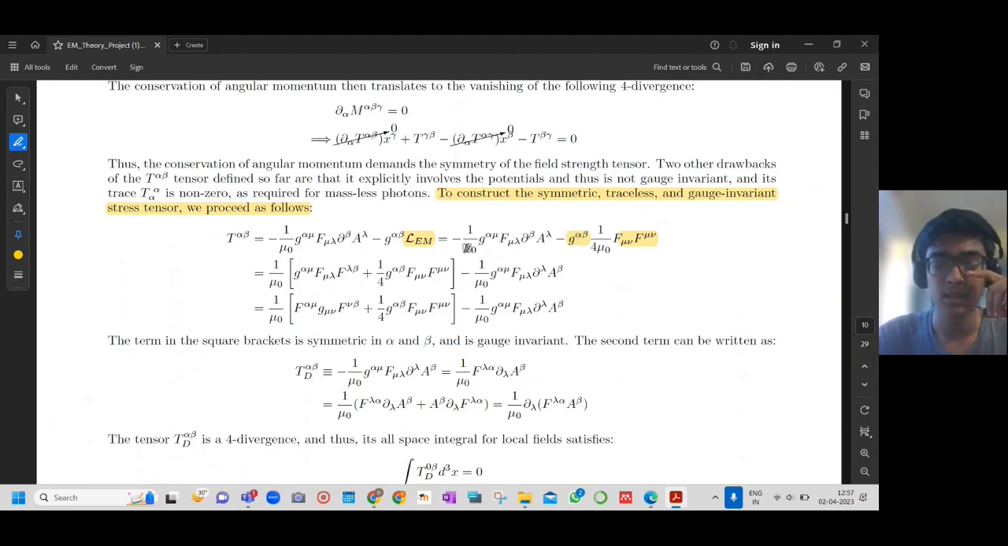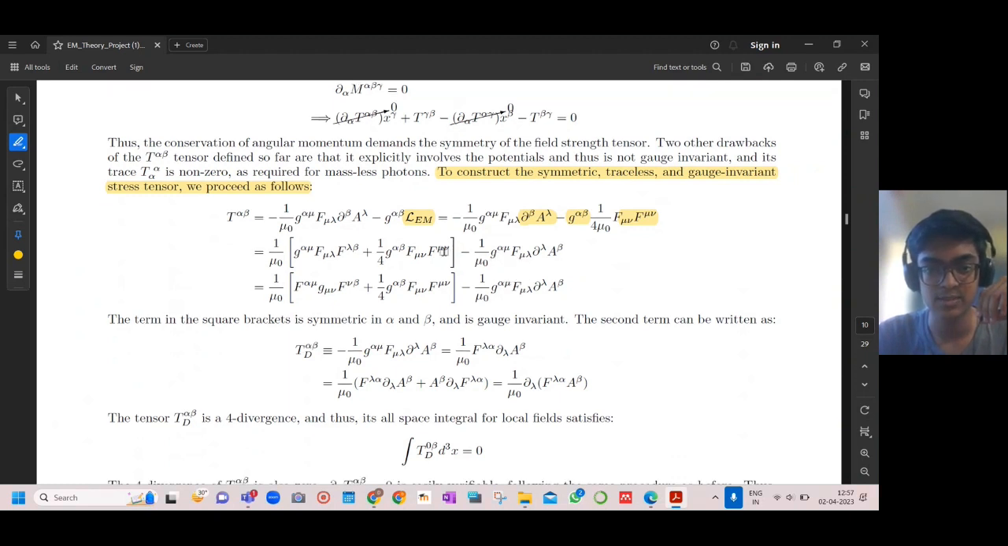Then we can write F beta lambda as del beta A lambda minus del lambda A beta. We use that in this term to write it as two terms. First, in terms of F lambda beta times something, which is subtracted to get back the above term. Now the second term here is what we need to analyze, because the first term exactly has the form that we wanted. It is symmetric, traceless, and gauge invariant.